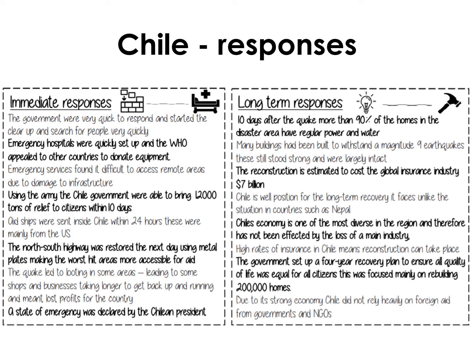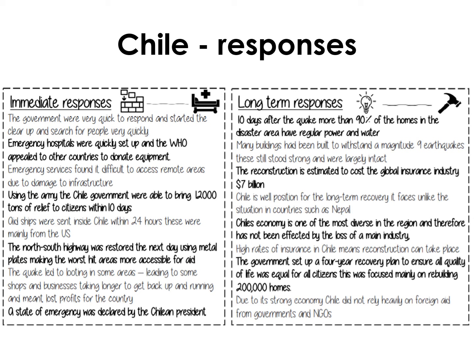On the left-hand side of the screen, you can see the immediate responses. The government in Chile were quite quick to respond, and they started the clear up and the search really quickly. Emergency hospitals were quickly set up, and the World Health Organization appealed to other countries to donate equipment. However, emergency services found it difficult to access remote areas. Obviously, roads and railways have been damaged by the earthquake. The army were called in, and the government were able to bring 12,000 tons of relief to citizens within 10 days.